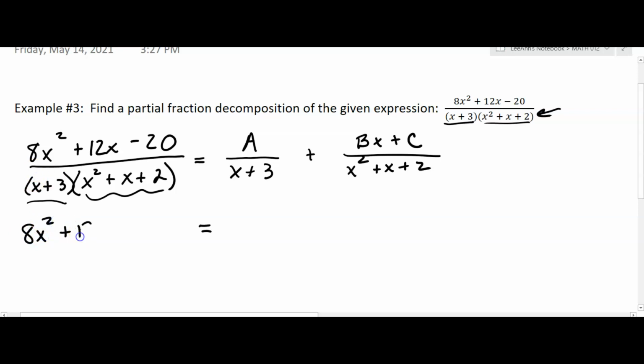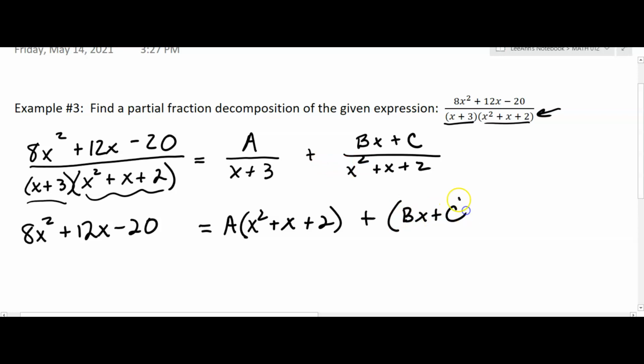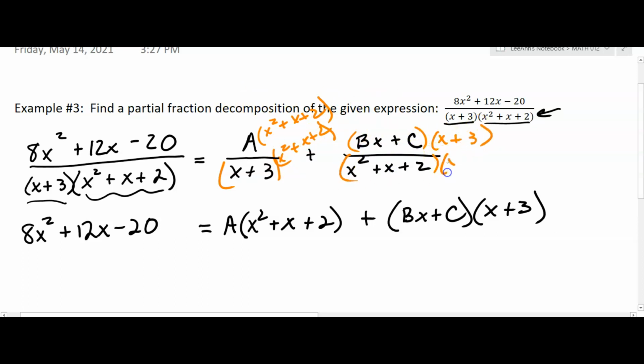So I'll see if I can shorten the writing a little bit here. We're going to take the numerator, and we know we're going to get a common denominator. So it's going to be a times x squared plus x plus 2, plus bx plus c times x plus 3. I'm multiplying by x squared plus x plus 2 in both the numerator and denominator. I wasn't going to write all this out, but that's what you're doing. And over here, you're multiplying by the x plus 3 to get the common denominator.